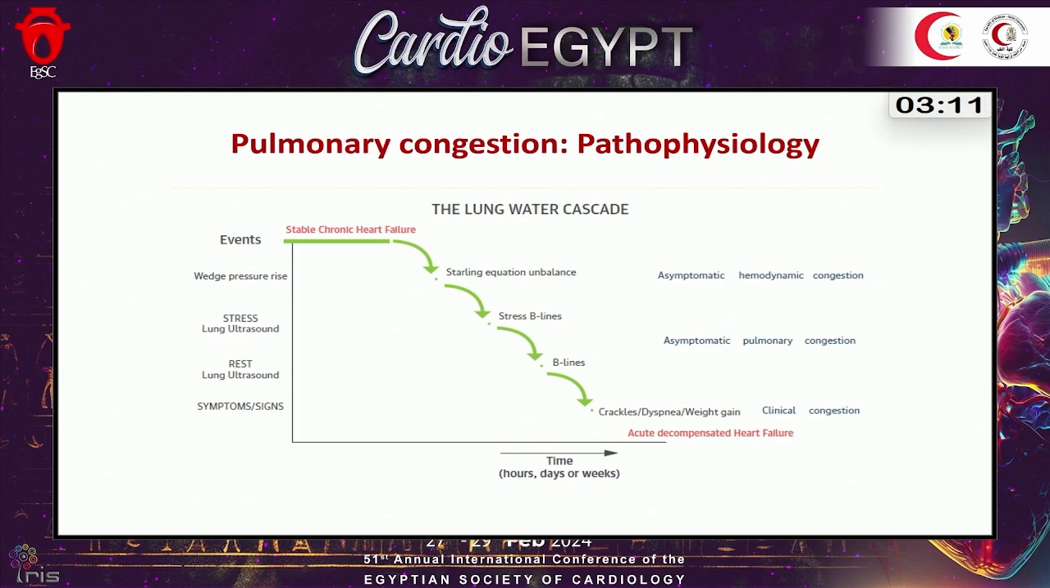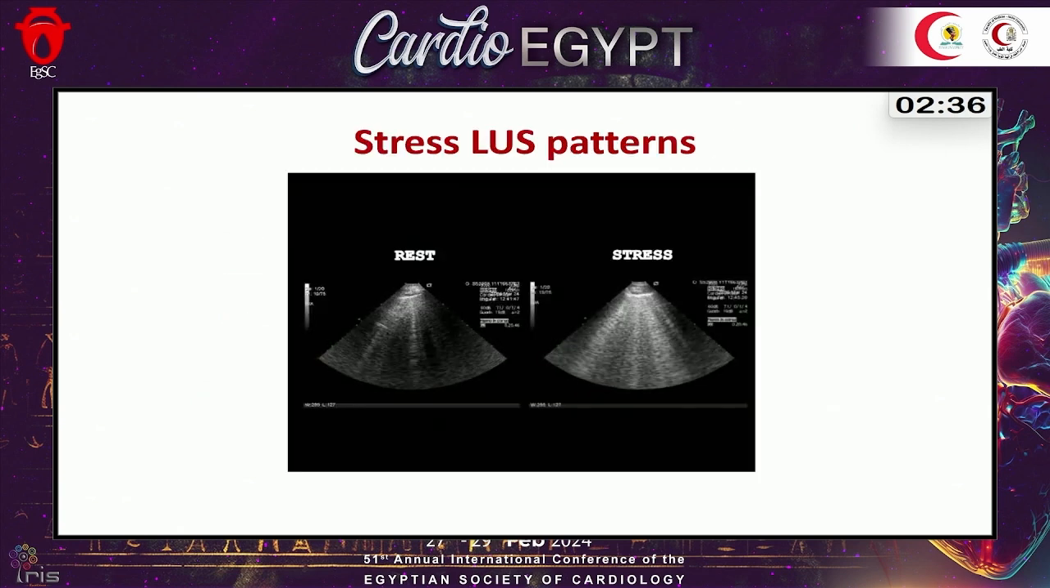And then if we want to provoke this asymptomatic hemodynamic congestion, we do a stress test to provoke the development of the stress B lines in what is called asymptomatic pulmonary congestion. At rest, if these B lines appear, then this is another stage, escalating up to the stage where the full clinical picture of acute decompensated heart failure is over. So the point is how to diagnose the patient early on along this cascade, not waiting for the clinical symptoms to appear. This is the picture of the stress echo.